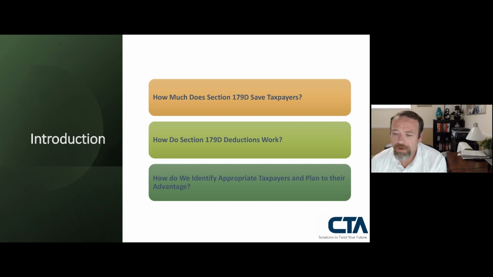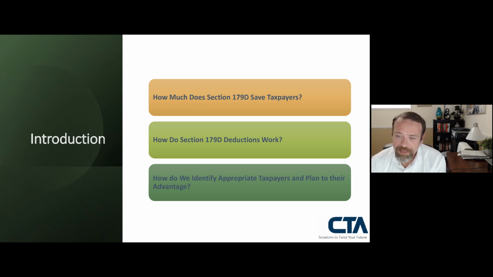I really want to know in depth. The first thing I want to know is how much does this section 179D save taxpayers, or how much does this particular topic save taxpayers in general? Because that gives us the marker for whether this is worth pursuing or not. And we've got that divided up here in the presentation.